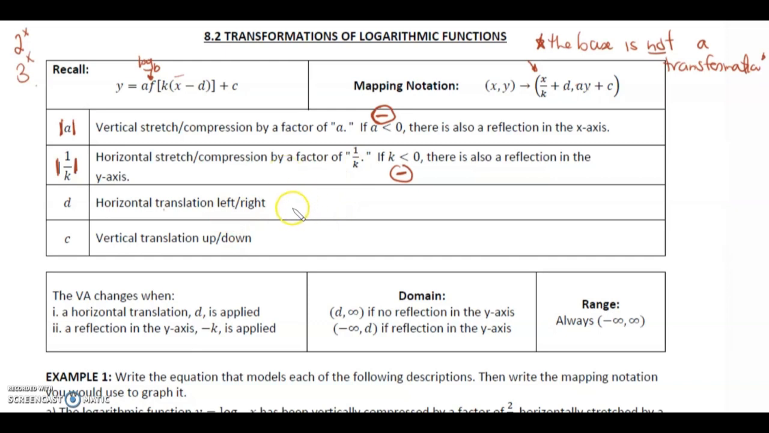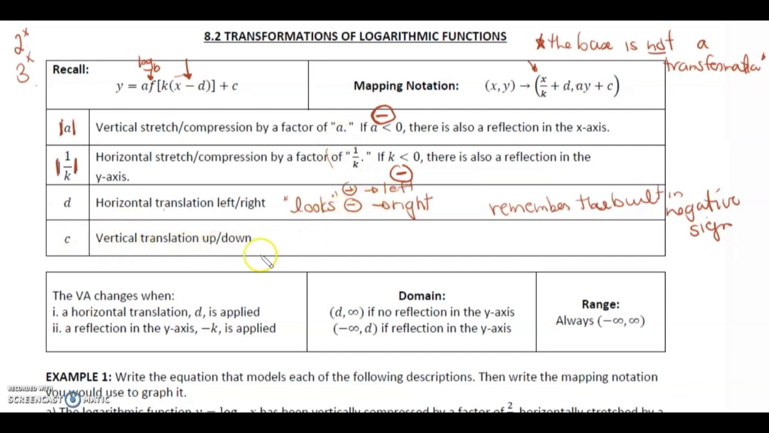And just remember, if it looks negative, it goes to the right. If it looks positive, it goes to the left. But that's looks, okay? Because remember, there's that built-in negative sign. Remember the built-in negative sign, because what that does is it makes the positive a negative and the negative a positive. It flips that sign. And c is a vertical translation up or down.